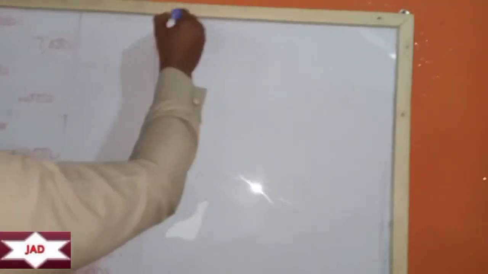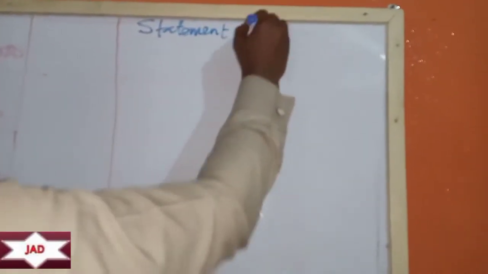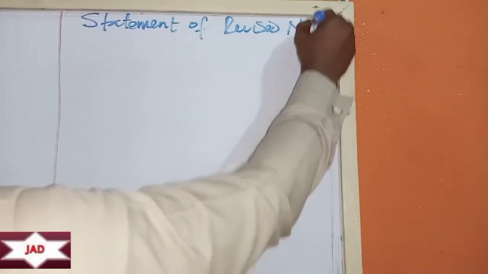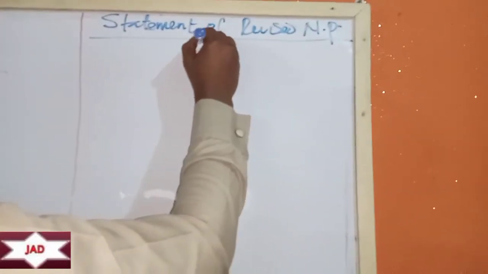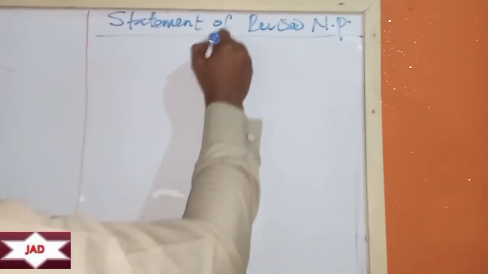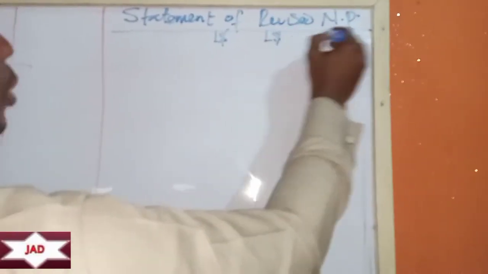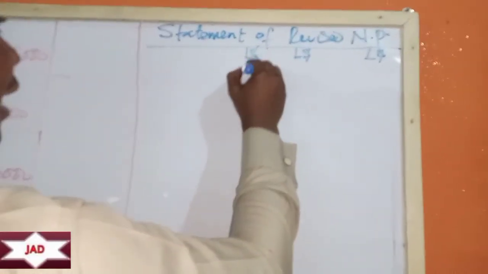Let's prepare what we call statement of what? Revised what? Net profit. Okay? So here I'm going to do, I think it's Liberian dollars. Liberian what? Dollars. Okay?